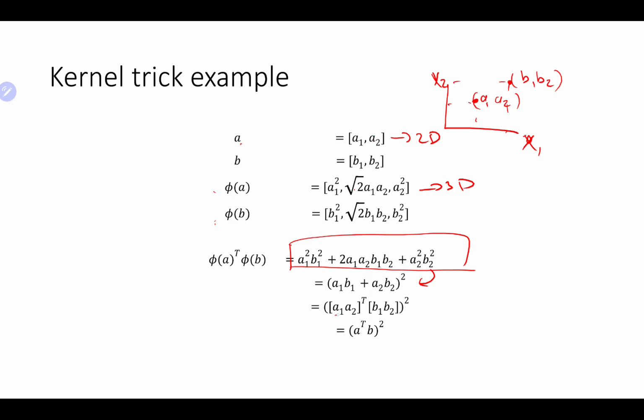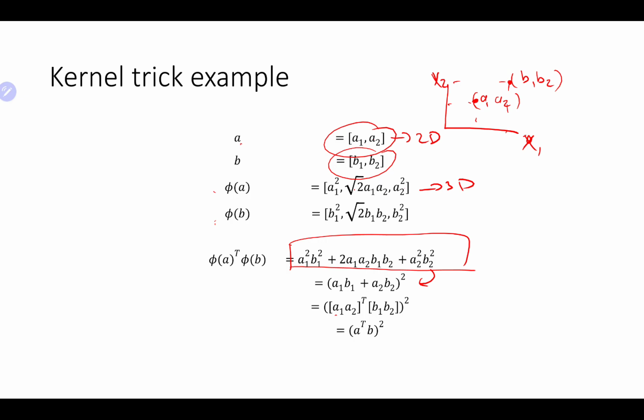So basically what we have is a1 a2 was the first point here, a, and b is the second point, b1 b2. So we have basically a times b squared, right? And why am I multiplying here? Well, because that's how the SVMs work.